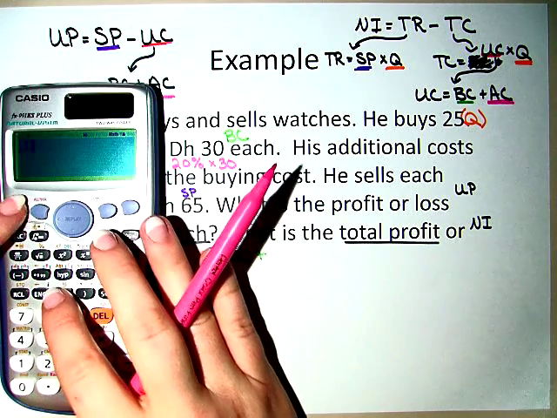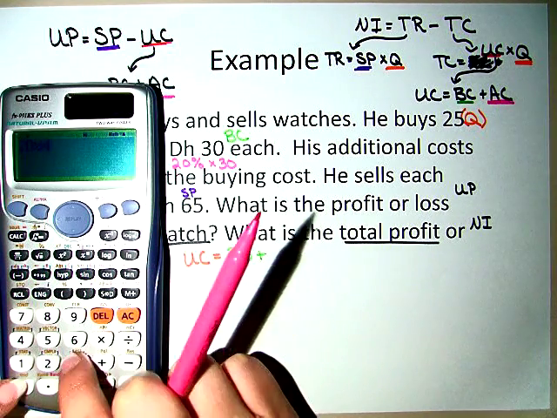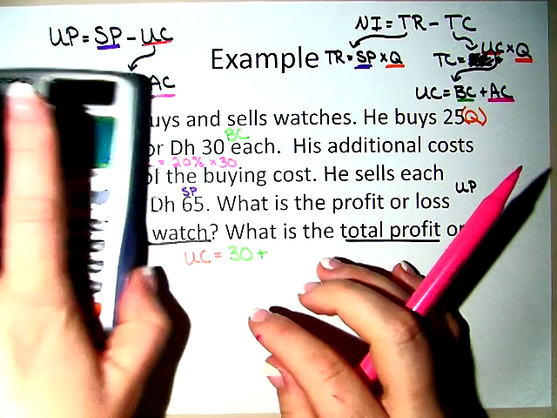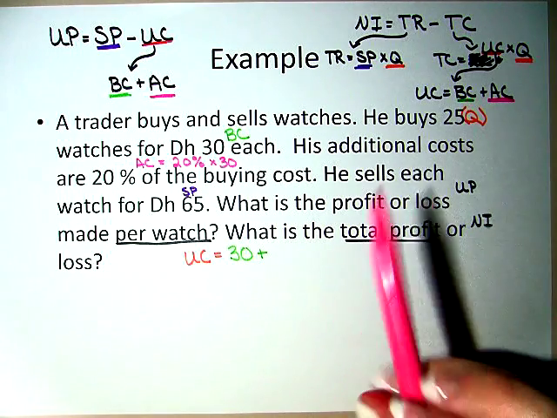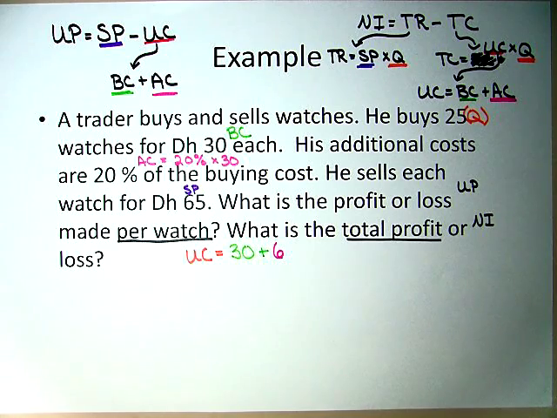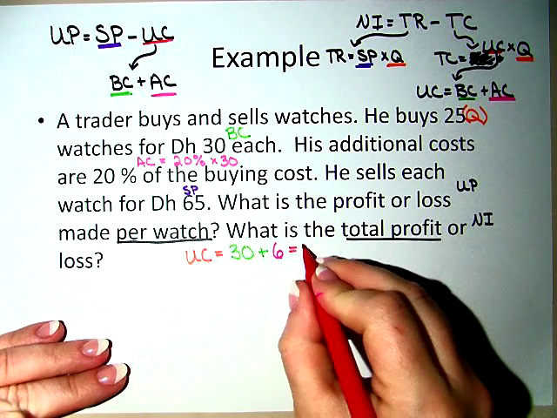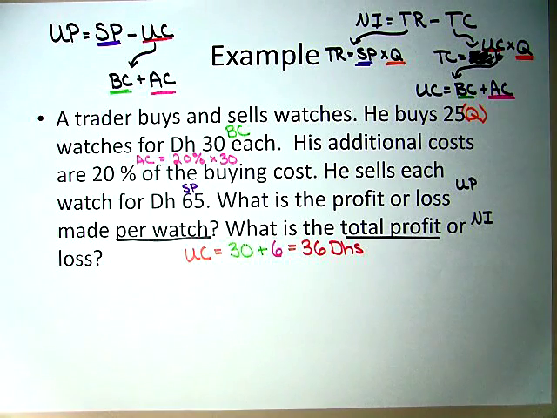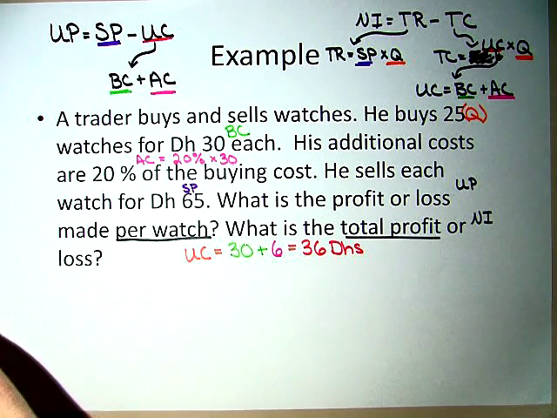20% times the buying cost is 6 dirhams. So 30 plus 6, which means that my unit cost is 36 dirhams. Okay, so far, pretty good. All right, now we need to figure out how to do my total cost and my selling price.